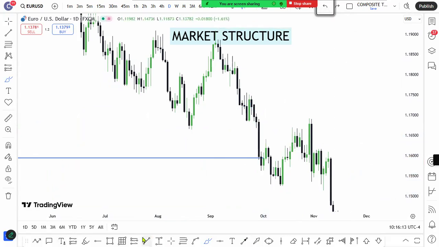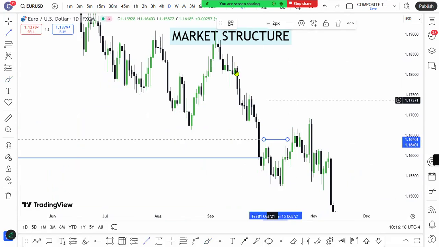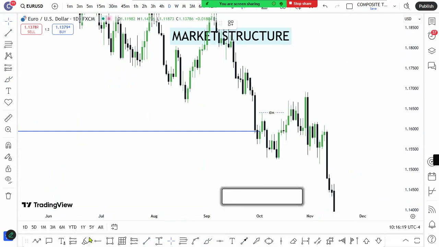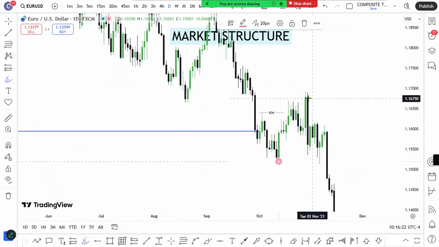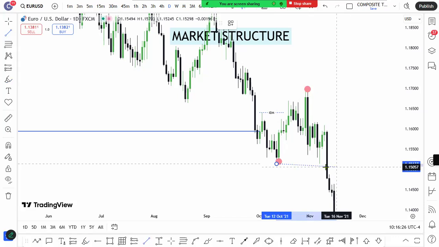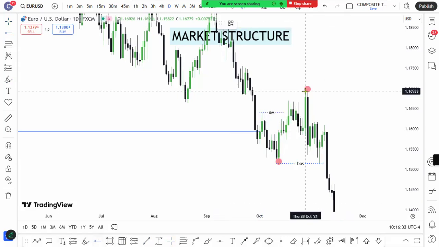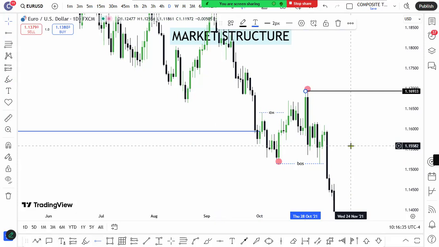Look at this inducement. If inducement is taken out, this is your lower low, this is your lower high. Price breaks this structure. That means that that's the BOS, and this is a protected high. So this high should not be violated. If the price violates that high, we get a change of character.